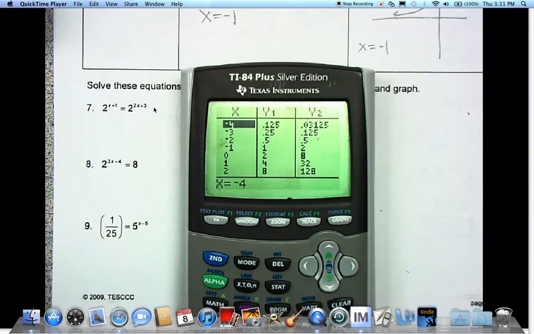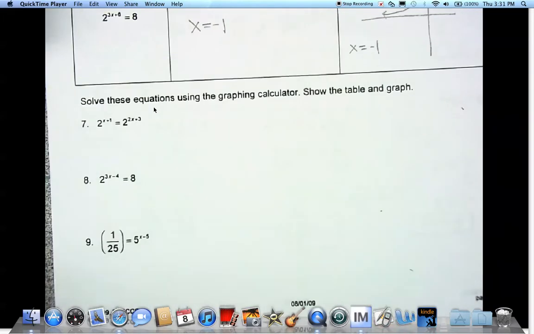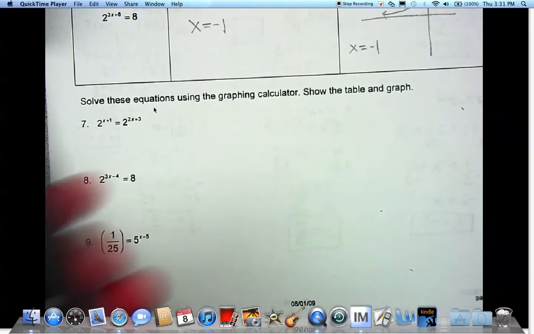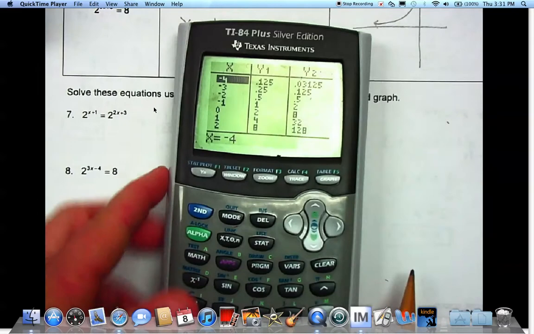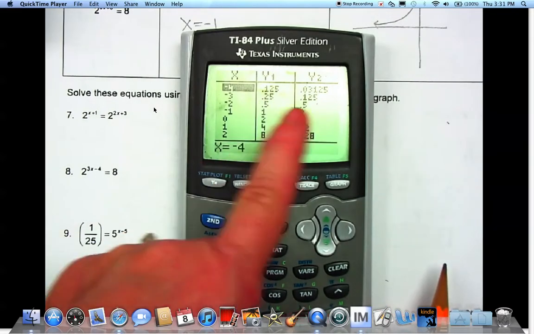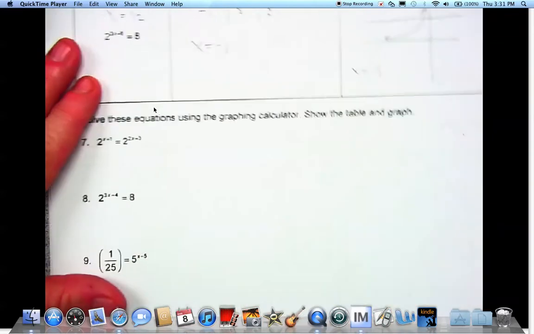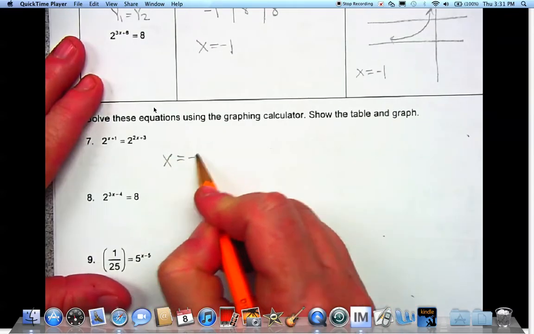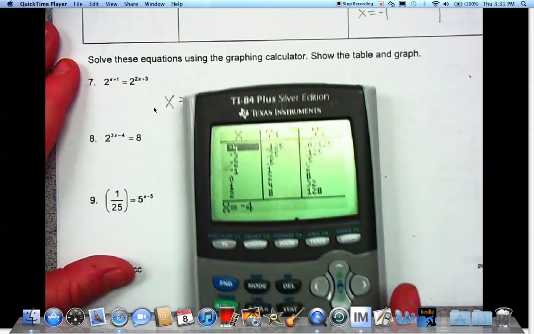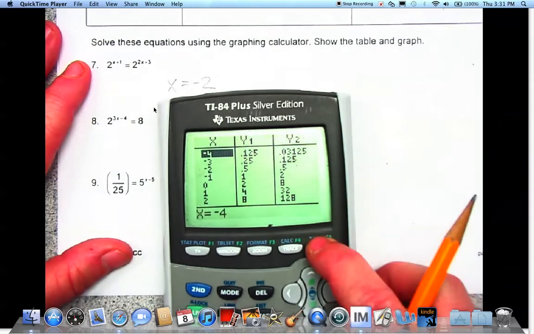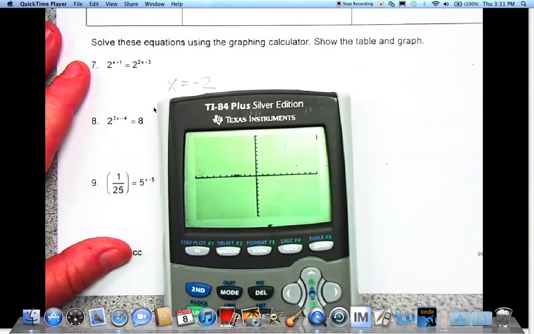Do you see the answer on the table? -2. They're both 0.5? Okay. Yes. So you can write x equals -2. But I want you to see what the graph looks like. Let's graph it, because it's kind of different.